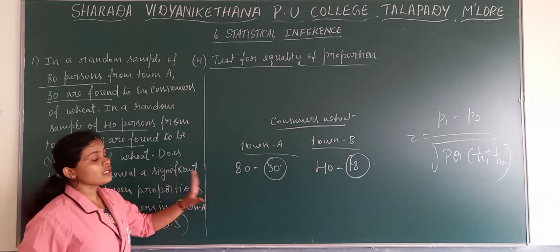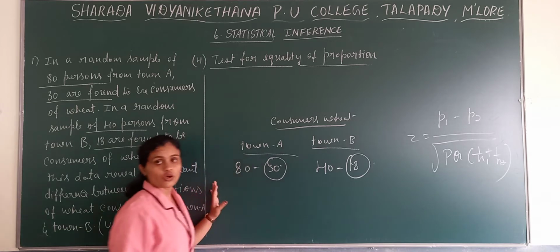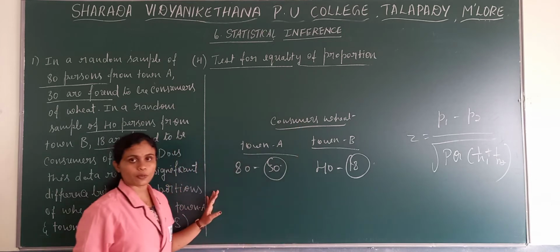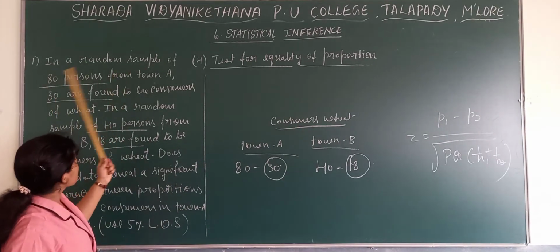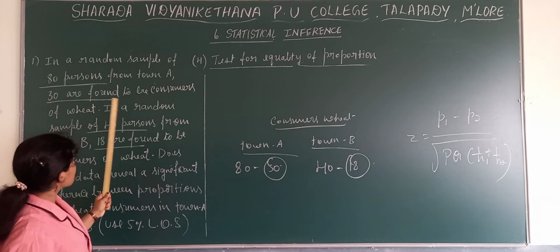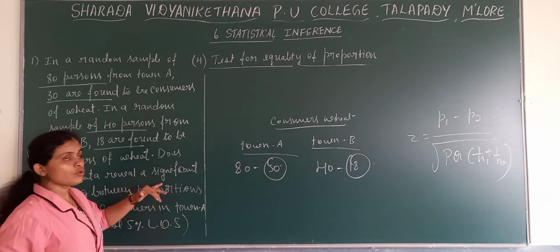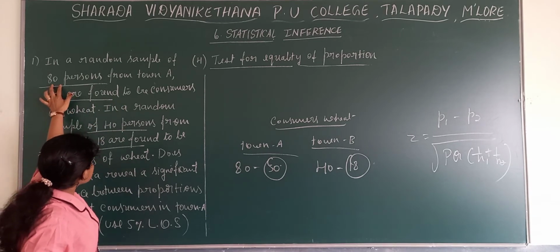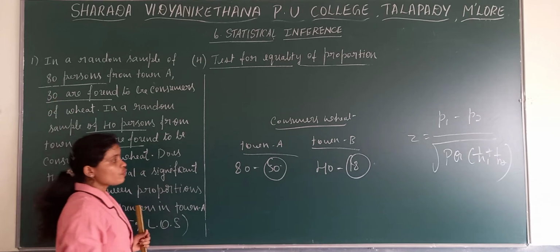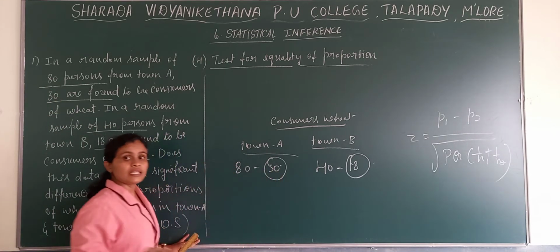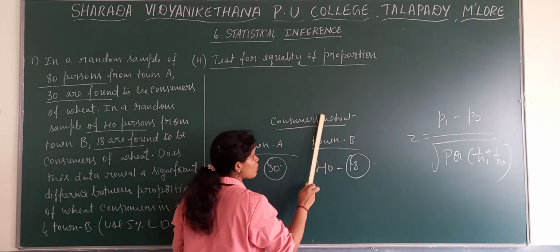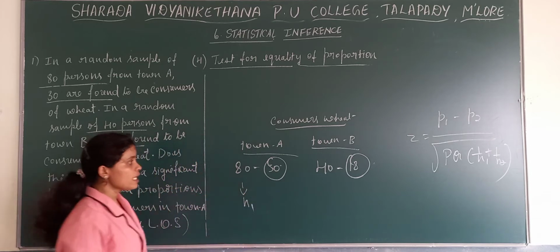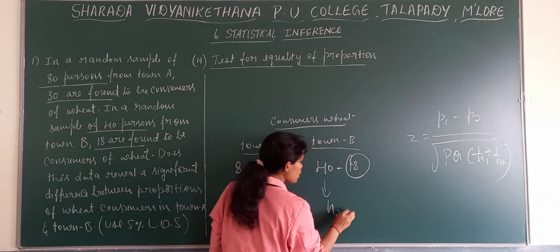Now if you take the previous method, that is test for population proportion, where you have a single population proportion, there the question was: in a random sample of 80 persons from town A, 30 are found to be consumers. Then we need to test based on the question. But here we can easily make out what this 80 is and what this 30 is. Out of 80, 30 are favorable to the test, that is, consumers of wheat. So 80 is considered as sample number 1 and 40 is sample number 2.